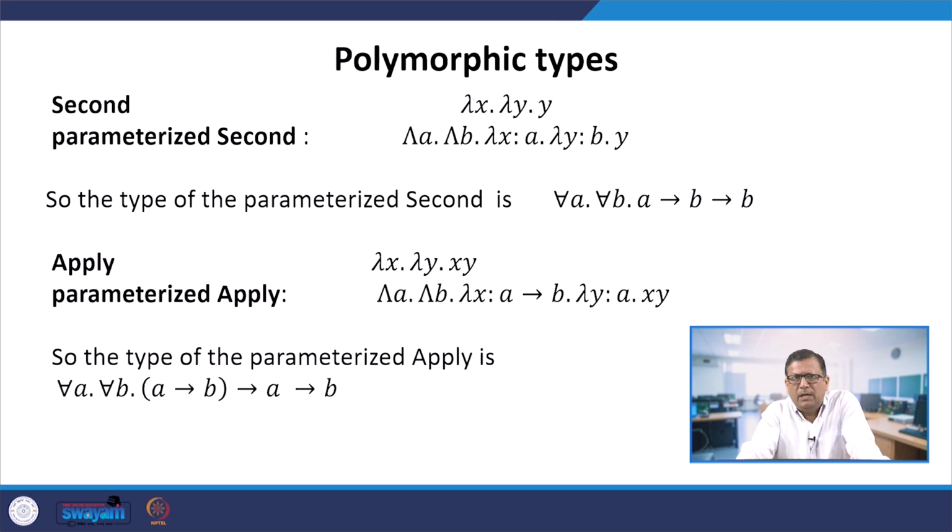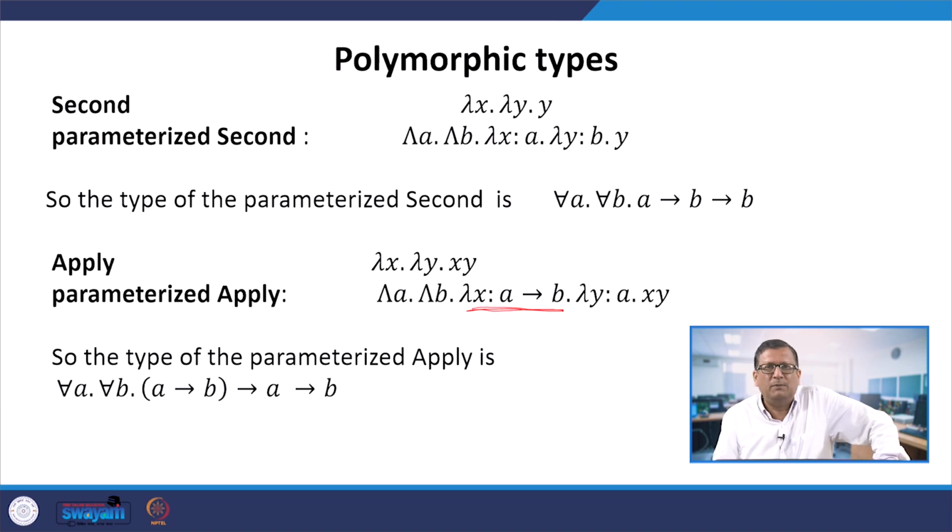X is a function type and y is simply a variable here. So the parameterized type will be big lambda a big lambda b. Now you see the interesting thing here is x is a arrow b, it is not x is a. X is a function type, hence this must be a arrow b, it cannot be a. A cannot be applied to b or a, it has to be a function type, so it is a arrow b, and y is a, otherwise application will not go through, arrow elimination will be violated, and hence we note very carefully that it is a arrow b, a, and the body is x y. So the type of the parameterized apply is for all a for all b, (a arrow b) arrow a.